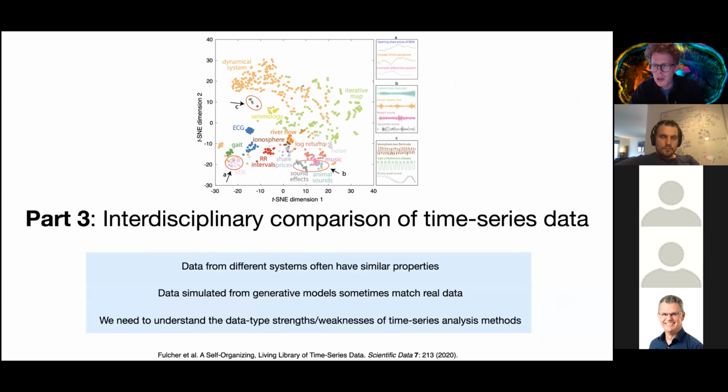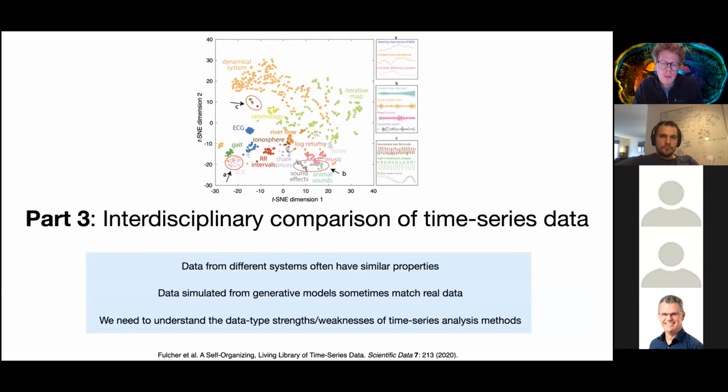to be the focus of the talk, which is on the interdisciplinary comparison of time series data. And so this is the paper that was sent around. It's come out recently. And this is that final piece in the puzzle I've been building through this talk, that we can compare in the same way our pieces of data. As I've just shown, we can compare our pieces of time series analysis methods.